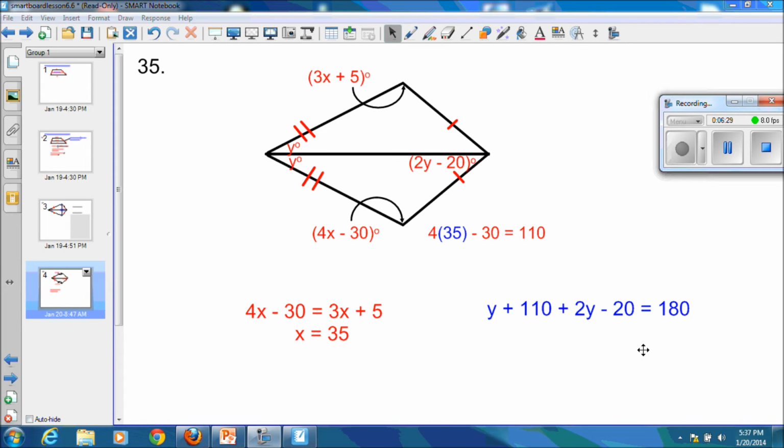So combining any like terms, y plus 2y is 3y, subtract 20 to get 90. I've simplified or combined any like terms, and now I'm going to subtract 90 from the 180 and then divide by 3. Y equals 30. And I just, again, had to just take a step back and used what I've learned about the kite to solve for both variables.